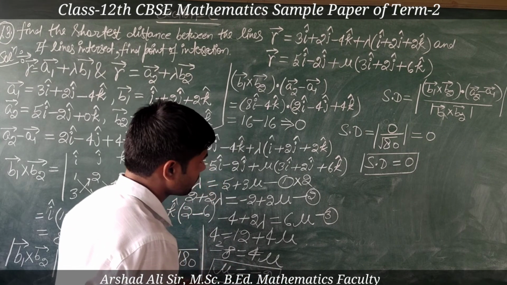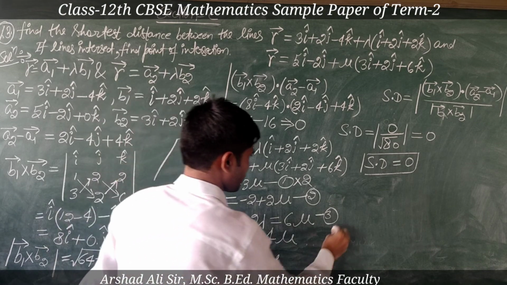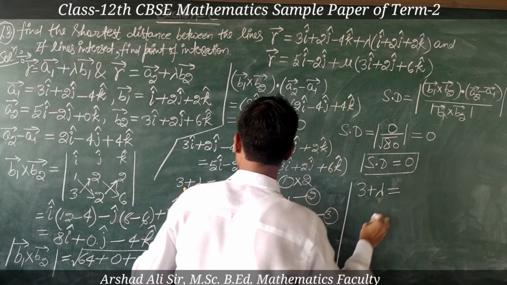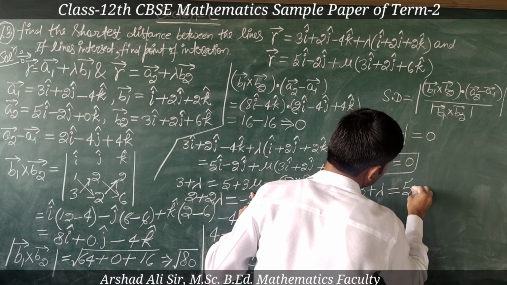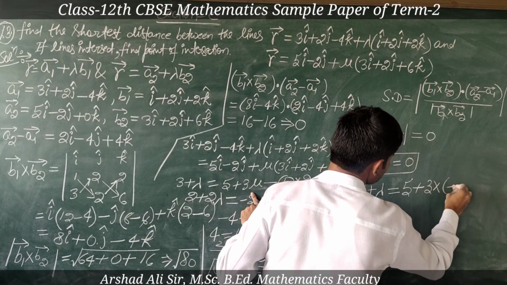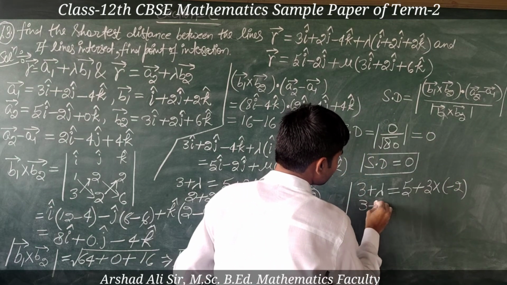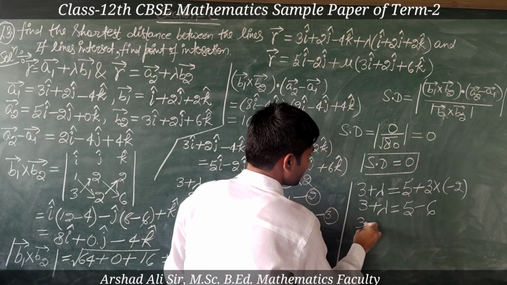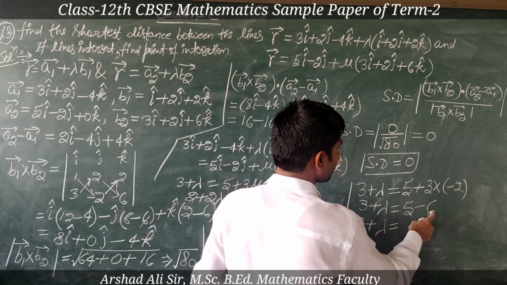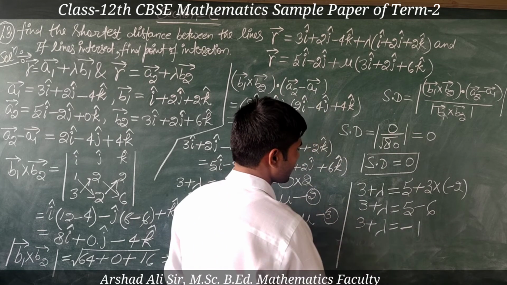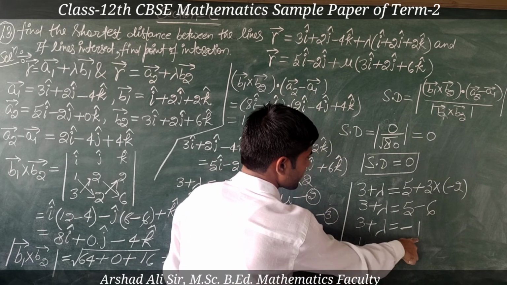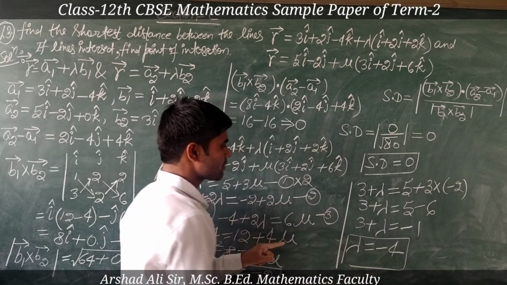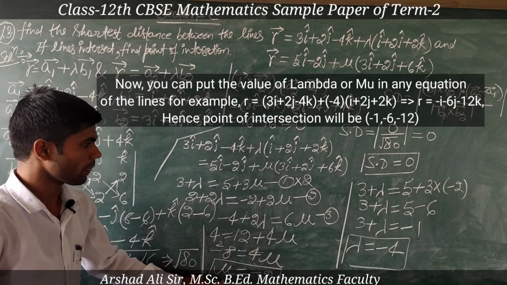Now we will put this value in any equation. So 3 plus lambda is equal to 5 plus 3 mu, mu means minus 2. So 3 plus lambda is equal to 5 minus 6, it will be minus 1. So lambda is equal to minus 1 and minus 3, it will be minus 4. So lambda is equal to minus 4 and mu is equal to minus 2.